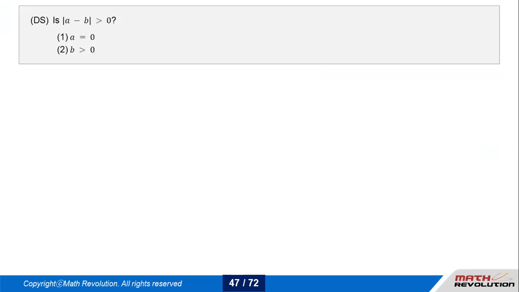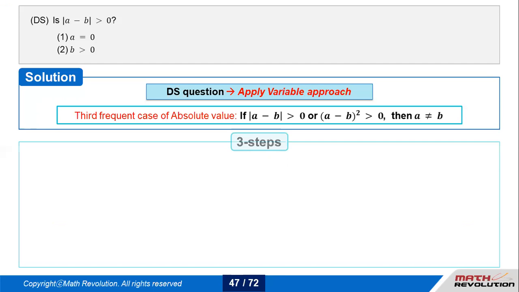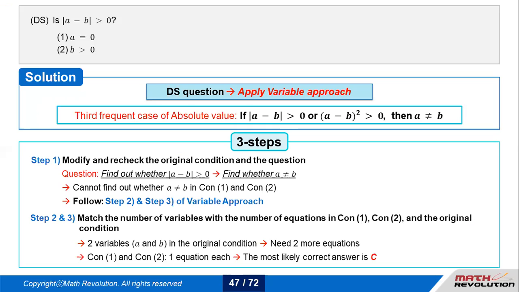Is mod of a minus b greater than 0? This is what the question is asking, and we are given a equals 0 and b is greater than 0. We know that a cannot be equal to b. None of our conditions is saying the same. We cannot find whether a is not equal to b or not. So modification doesn't work here. We'll follow the second and the third step. We are given two variables. We need two equations. Answer should be C.